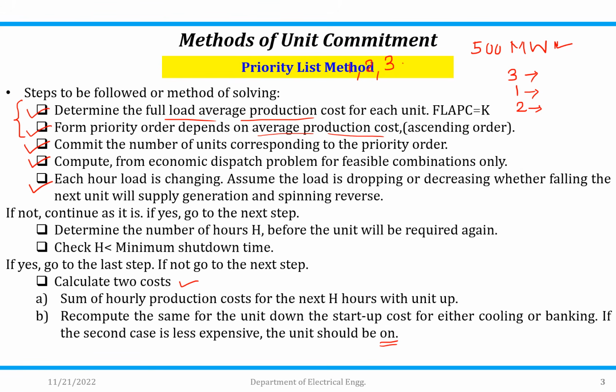First, we have to find the full load average production cost, and depending upon that, we make an ascending order of the units. For a particular demand given in the system, we need to decide whether to turn on all the units, a combination of two, or only one unit. So this is the priority list method.